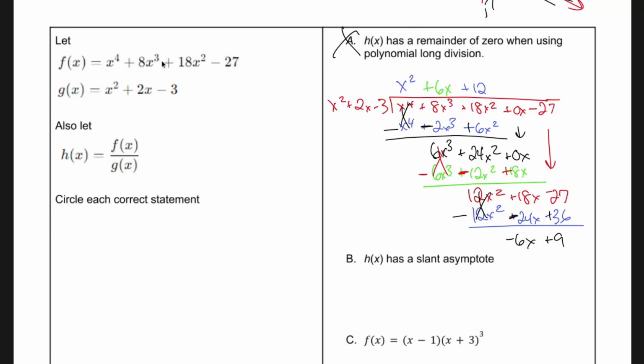Now you were a quartic. You were a quadratic. You're x to the fourth. You're an x squared. Can that have a slant asymptote? No, because you'd only have a slant asymptote if the degree in the numerator is higher by 1 and only 1.